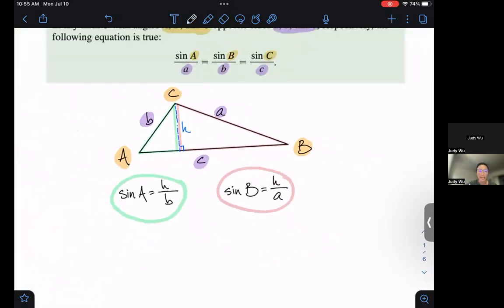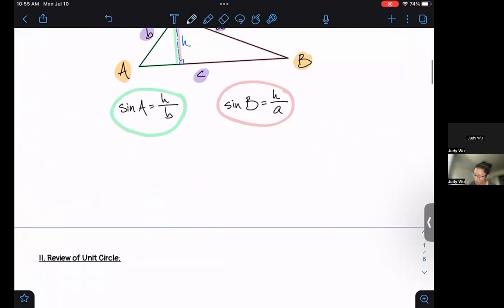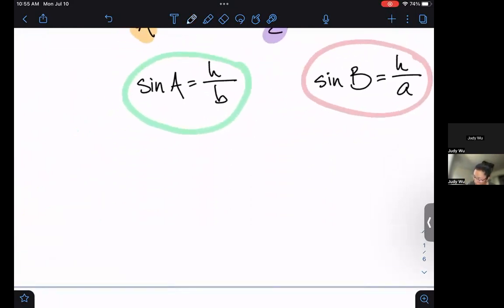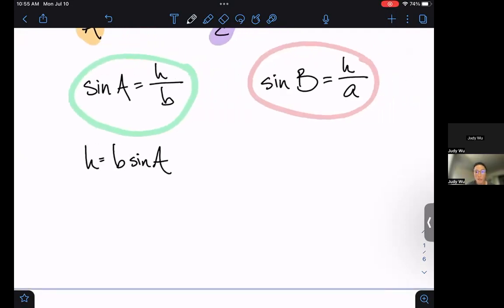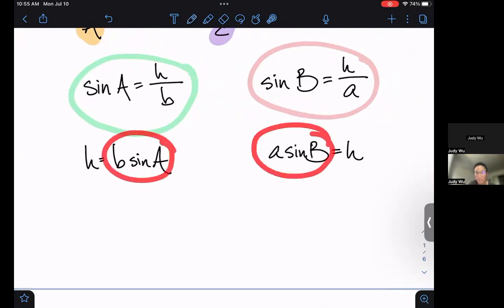So I've got sine A and I've got sine B, but both of these equations have an H in them, right? So here's what I'm going to do. I'm going to do a little bit of algebra. I'm going to take the green equation and multiply both sides by B, and I'll get H equals B sine A. And if I do the same thing in the red equation, I multiply both sides by A, I'll get A sine B equals H.